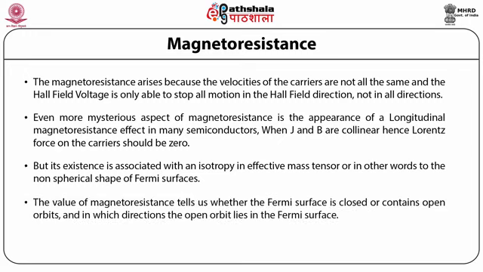The value of magnetoresistance tells us whether the Fermi surface is closed or contains open orbits, and in which direction the open orbit lies in the Fermi surface. So this phenomenon is very important in order to know the nature of the Fermi surface.